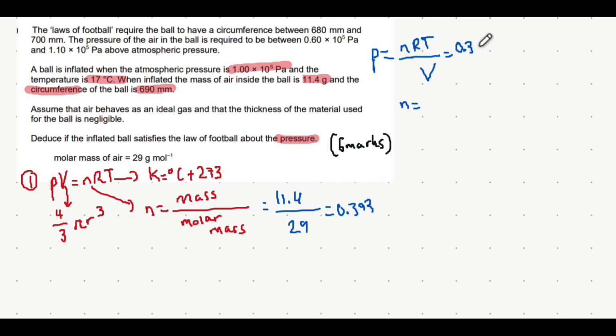Capital R stands for the molar gas constant, which is given to you in an exam. It's 8.31, so I just put that here. And like I mentioned before, the temperature has to be in Kelvin before you use it in calculation. So we take this value of 17 degrees and add 273 onto it, which gives you a value of 290. And we divide all of that by the volume of the ball. As you can imagine, a ball is spherical, so the volume is 4 over 3 pi r cubed.